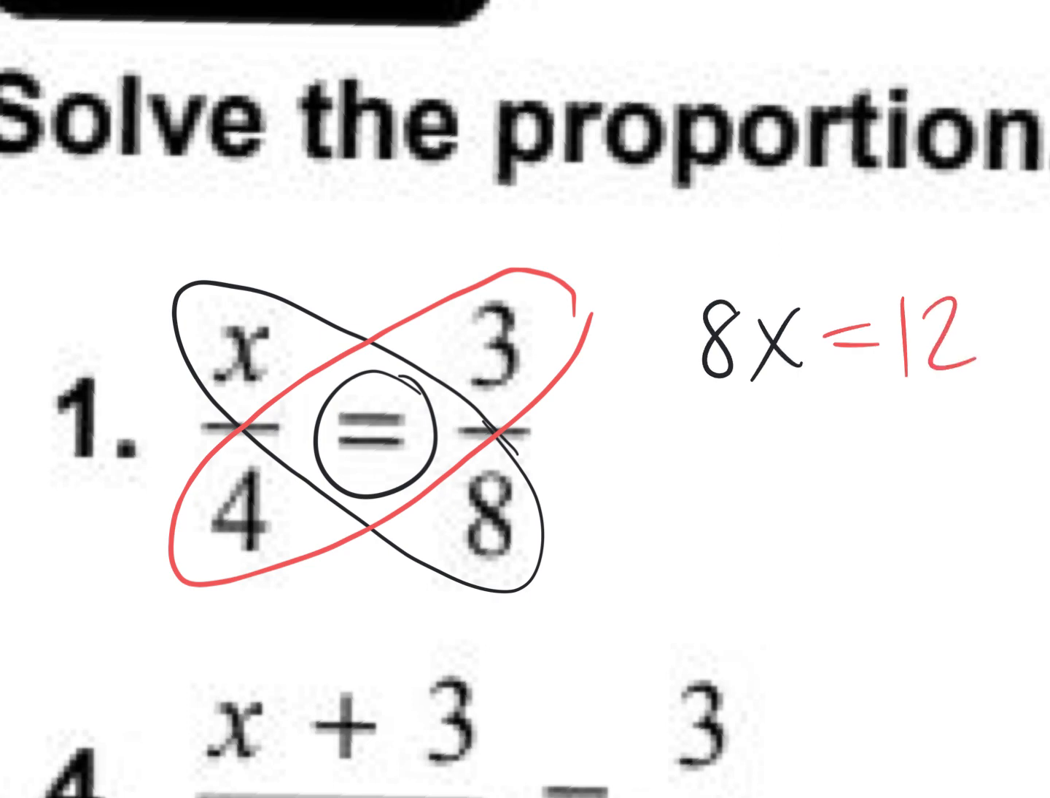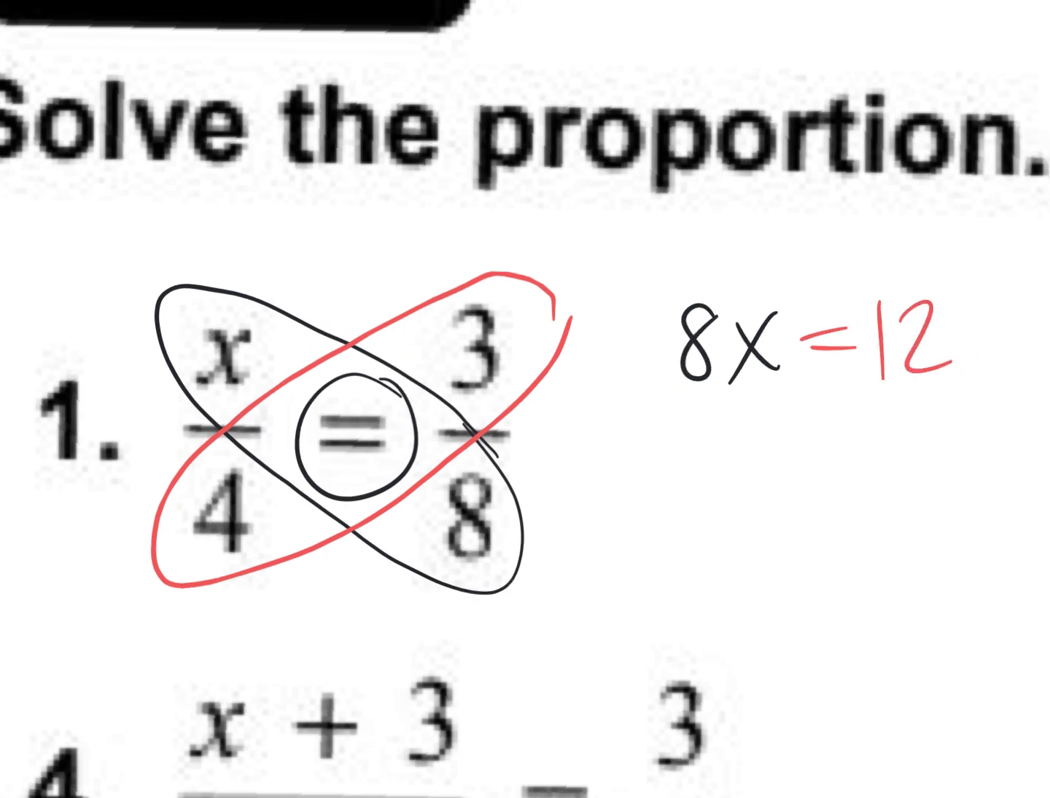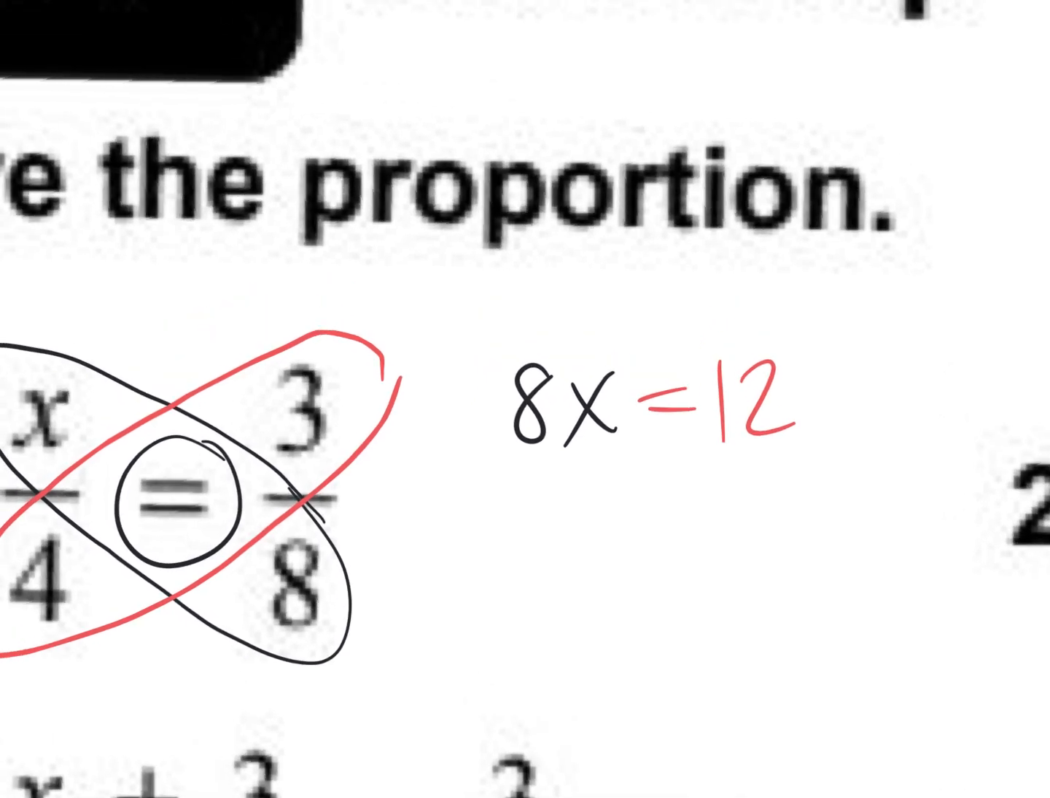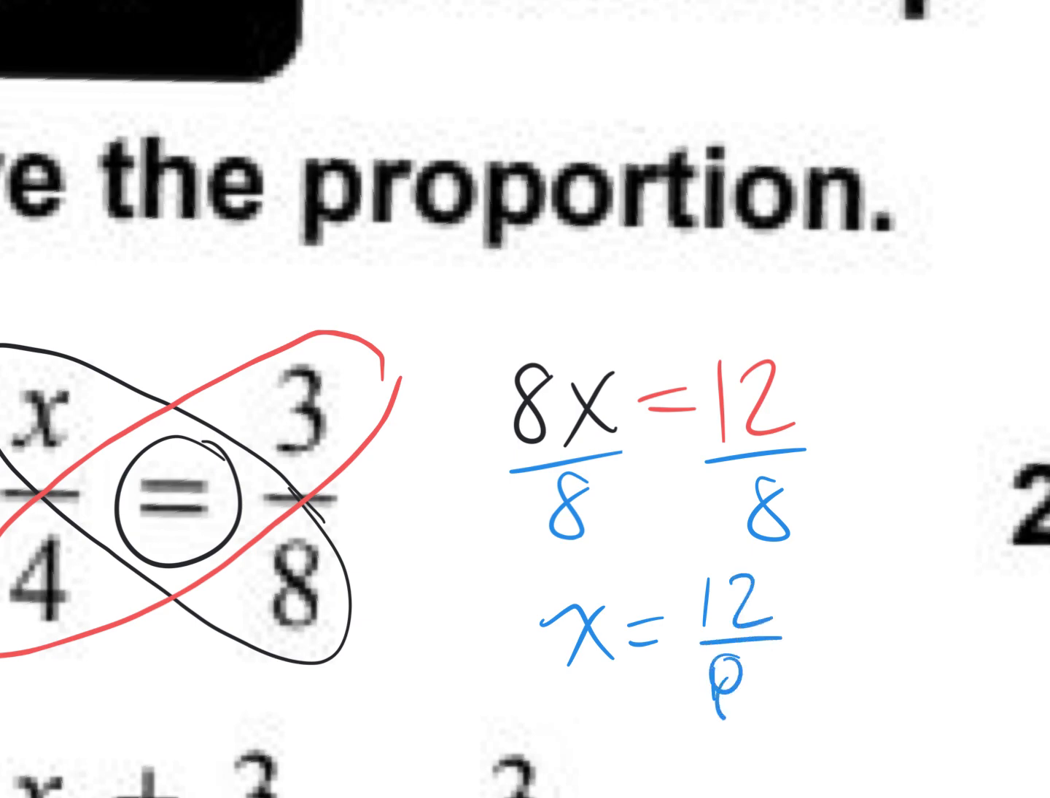Now this is a standard algebra problem we have all seen before. How do we solve for x? Divide by 8. So you get x equals 12 over 8, which is close, but it's not simplified. Can anyone simplify 12 over 8 for me? Nick?